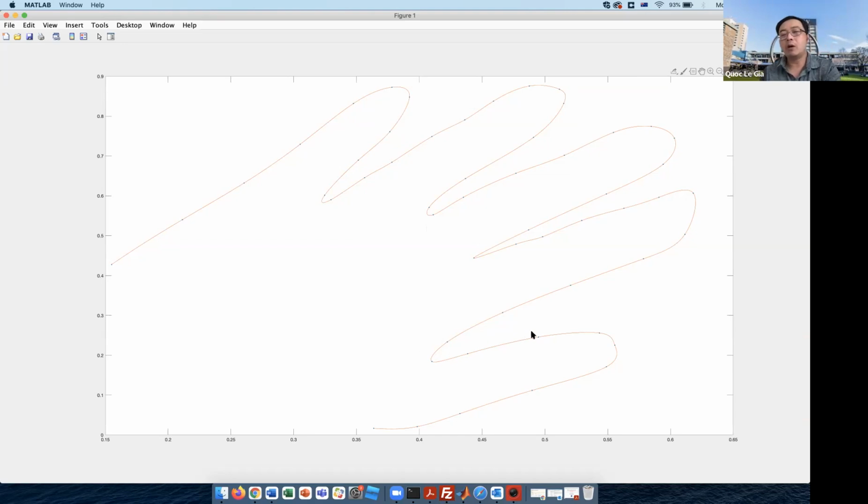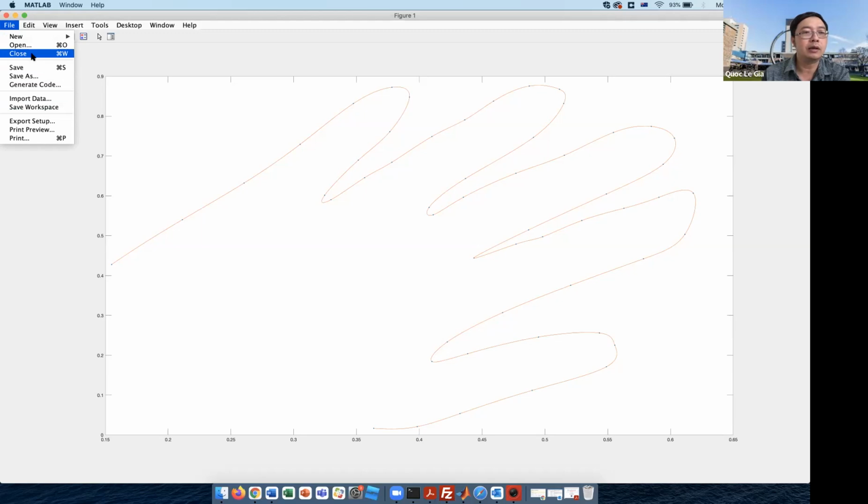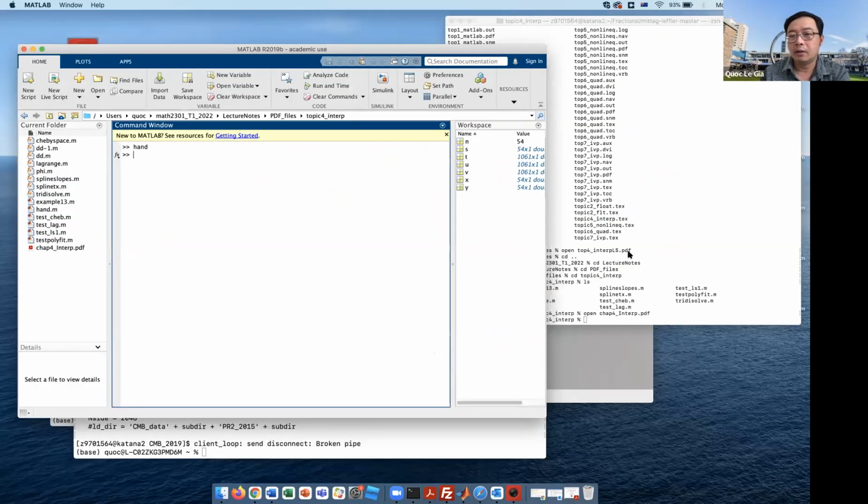And this process we call interpolation. Okay, so that is the process of interpolation, and it is used a lot in computer graphics, computer games and so on. And this one is just a simple graphic user interface. So now go back to the slide.